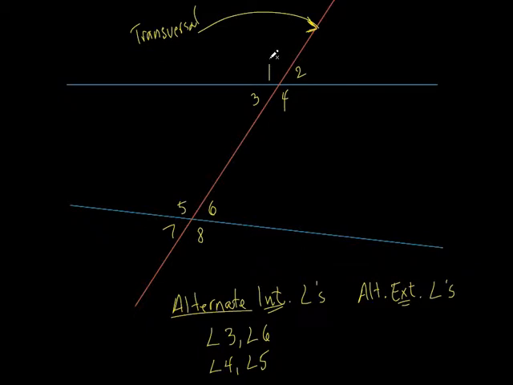So what about angle 1? What would be alternate exterior with angle 1? 1 and 8. So let's write that down. So angle 1 and angle 8. And then what would your other pair be? Angle 2 and 7, right? It doesn't matter what order you put them in, but 2 and 7. They would be alternate exterior angles.